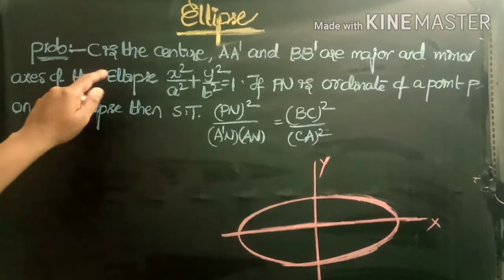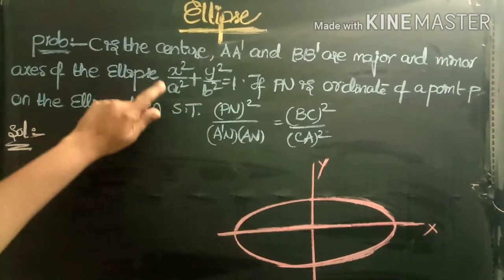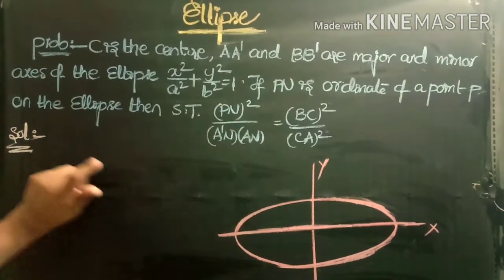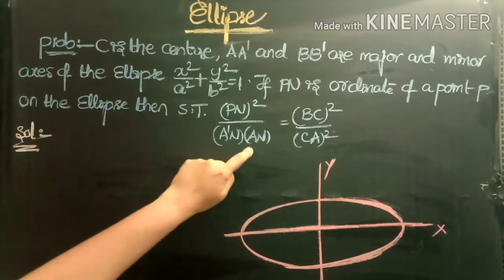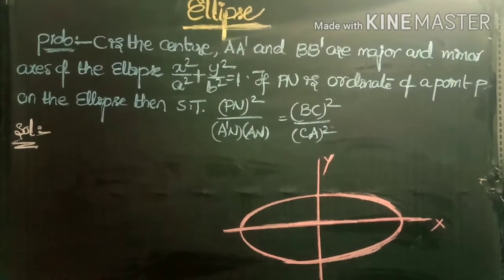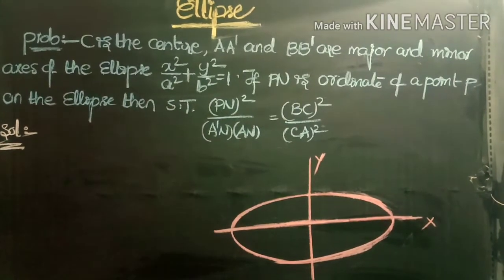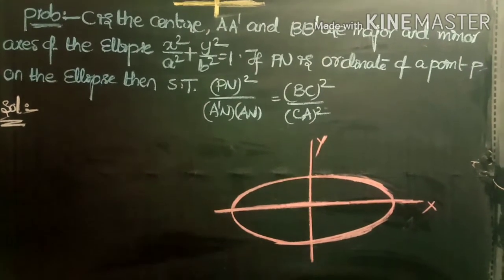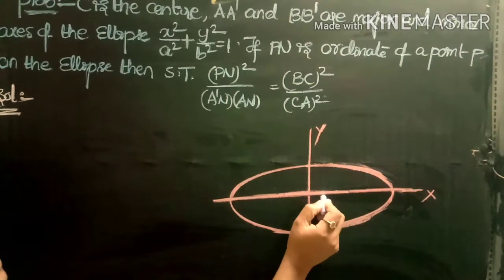Next problem. C is the center, AA dash and BB dash are the major axis and minor axis of the ellipse x square by a square plus y square by b square is equal to 1. And if PN is the ordinate of a point P on the ellipse, then show that PN whole square by A dash N into AN is equal to BC whole square by CA whole square. So given that C is the center, and AA dash and BB dash are the major axis and minor axis of the ellipse x square by a square plus y square by b square is equal to 1. C is the center of the ellipse.